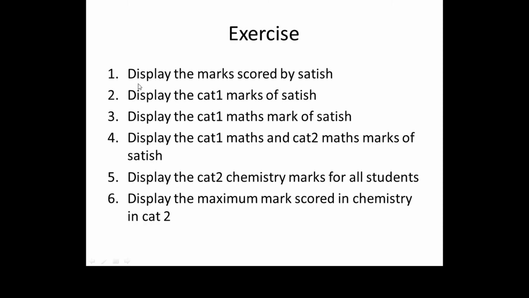I have taken up some exercises here. Display the marks scored by Satish, so all the cat1 and cat2 marks for Satish. Display only the cat1 marks for Satish. And we'll also go with display the cat1 max mark and cat2 max mark of Satish. Display the cat2 chemistry mark for all the students. Display the maximum marks scored in chemistry in cat2. So again, when you talk about maximum, we're going to talk about the aggregation pipeline. So this is what we are going to do. Please take down all these queries and you can start working. I'll try and solve these things now.